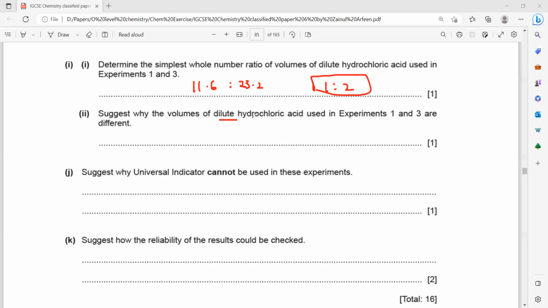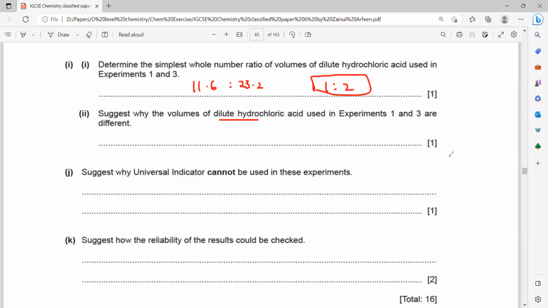Suggest why the volume of dilute hydrochloric acid used in experiment 1 and 3 are different. What might be the reason why we need a different amount of hydrochloric acid for a reaction? We did not change the concentration. Look, the same amount of solution L, same type. But the only thing is that we use a different indicator. By using a different type of indicator, you need a different amount, because as I mentioned, indicators are also weak acids.